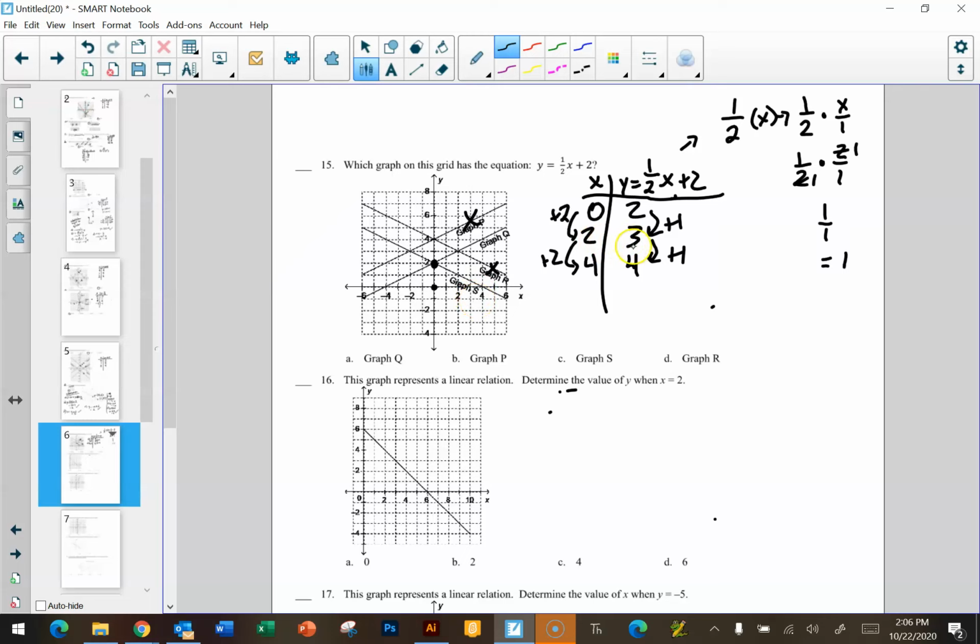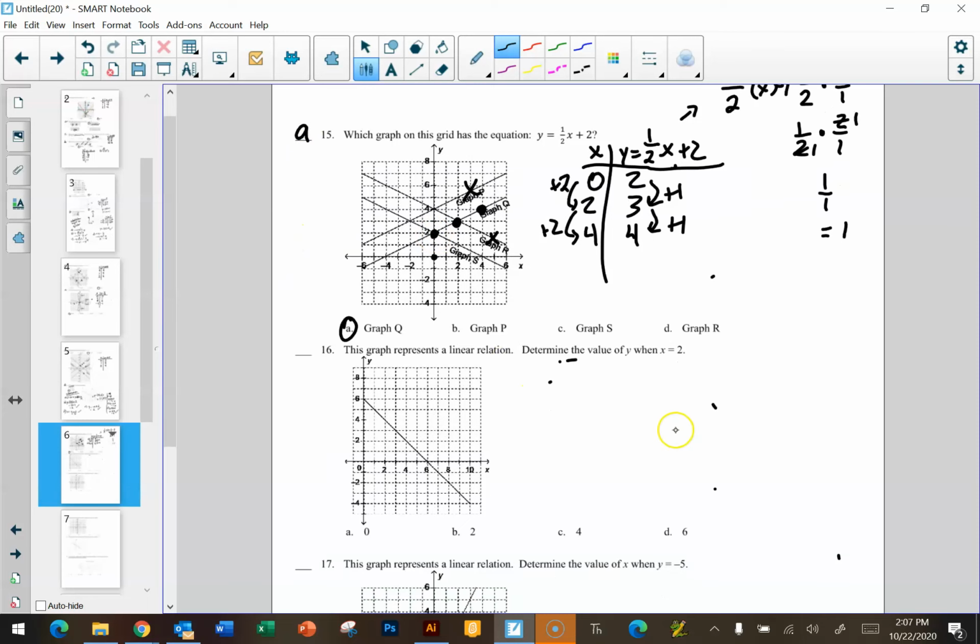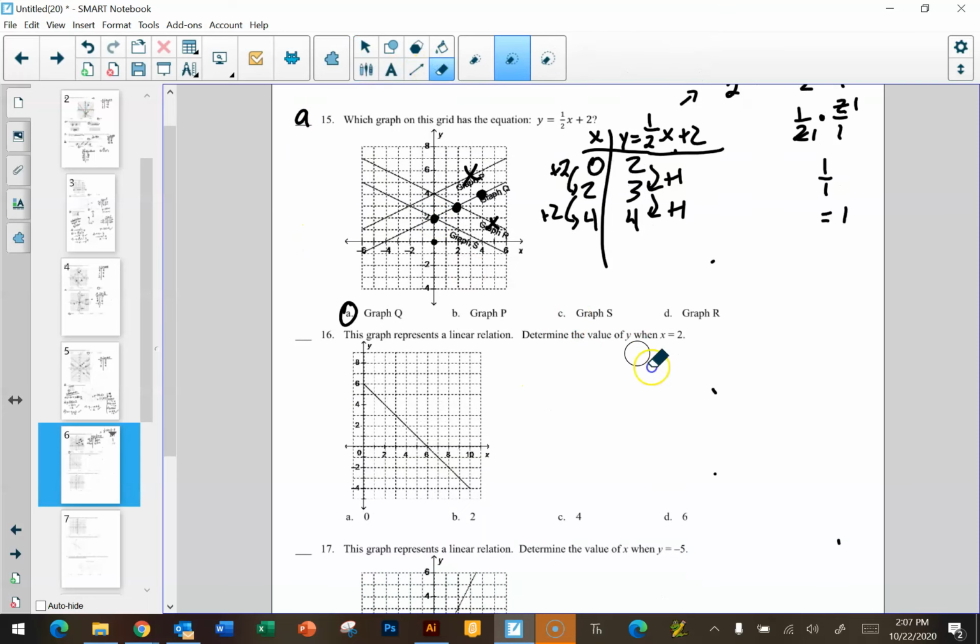X equals 2, y equals 3. Okay, so there's 2, there's 3. We know it's going to be q. And if we sub in the last one, it'll also be on the line. 4 and 4, so 4, and then up 4. There you go, it's also on q. So we only need to sub in 2 points, but I always sub in that third one just to be sure. So this one's going to be A.